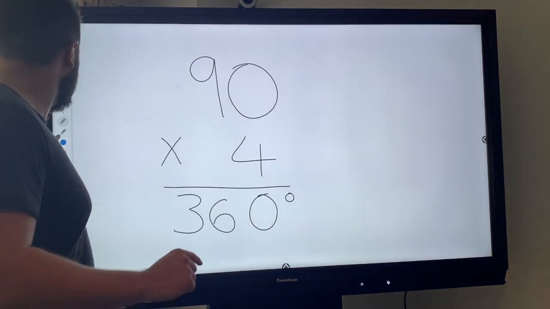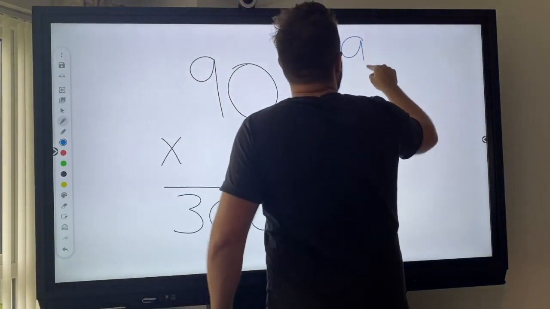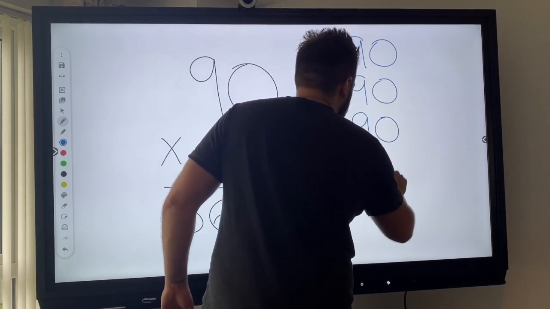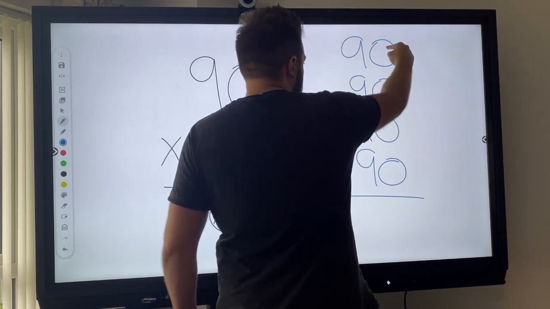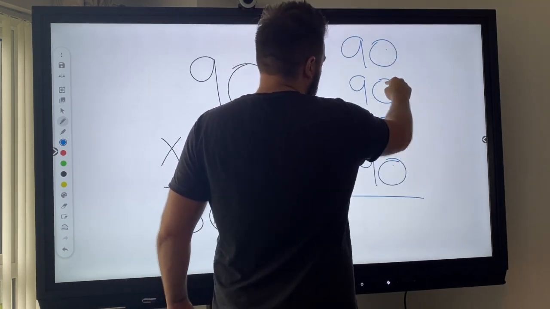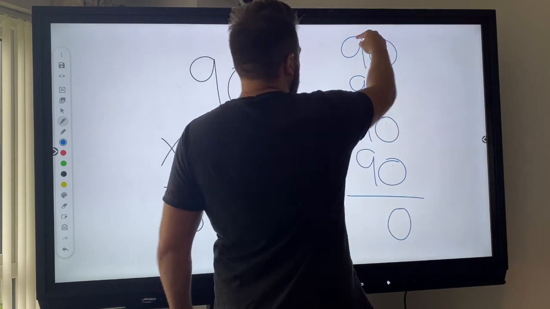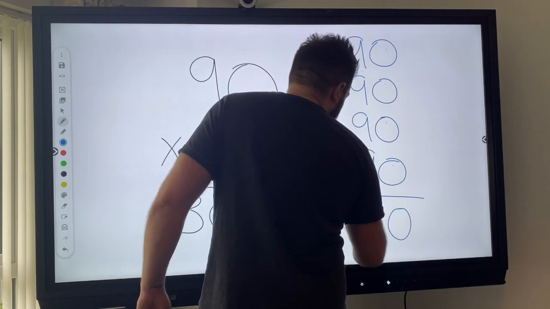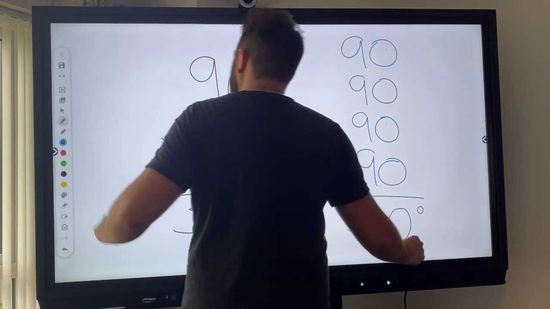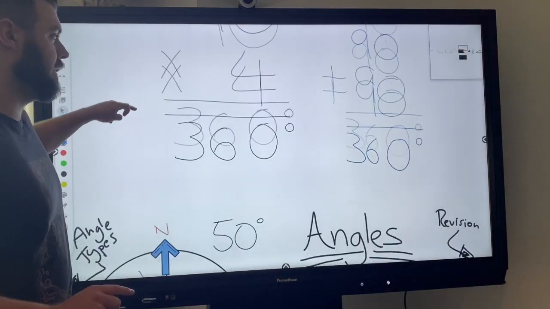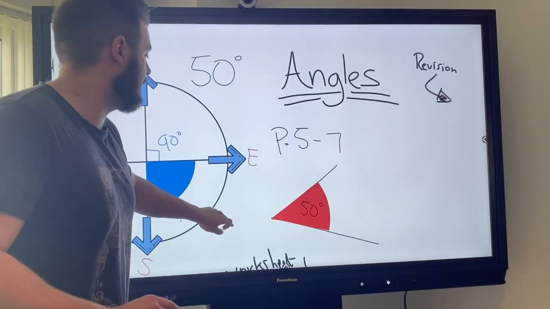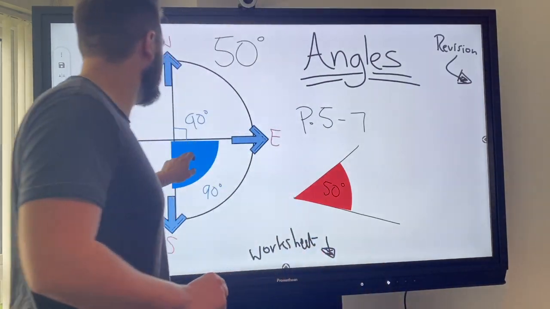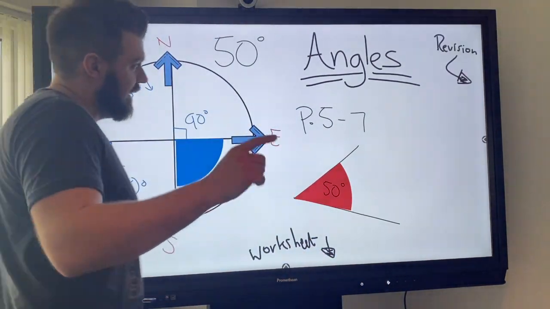Now, before we just finish it, let's double check, and we'll do 90 plus 90 plus 90 plus 90. So 0 plus 0 plus 0 plus 0 is going to be 0, 9 plus 9, well that's 18, plus 9 is 27, plus another 9 is 36, 360 degrees. That's really important to remember. So we've worked out so far that there are 360 degrees in a circle. Okay, let's do a quick bit of revision.